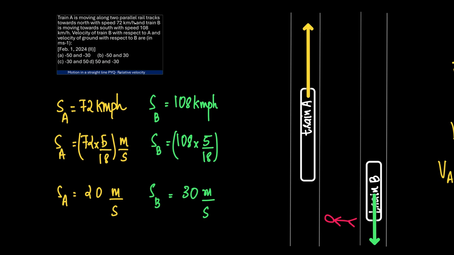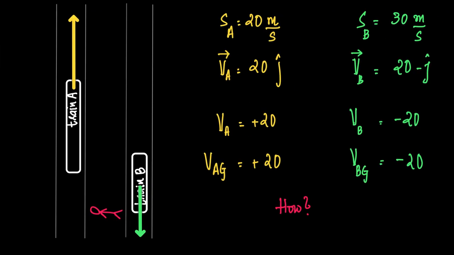Now, the question says in meter per second. Therefore, we'll convert 72 km per hour into 72 into 5 by 18 meter per second. And therefore, speed of A is 20 meter per second and speed of B is 30 meter per second. Now, we've been asked to find out the velocity of train B with respect to A. How? Let's see that.